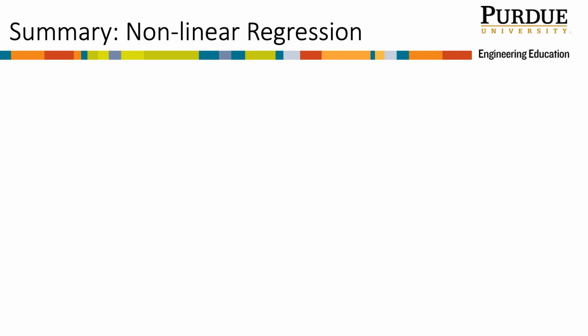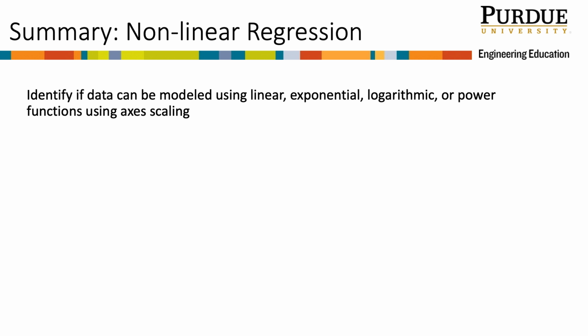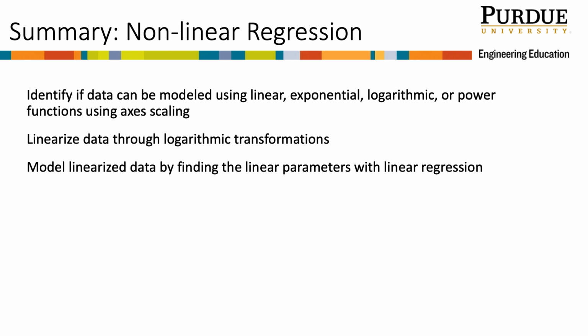In summary, this online module helped us learn to identify if data can be modeled using linear, exponential, logarithmic, or power functions using axis scaling. These are types of functions that will appear linear if we change the scale of one or both axes to logarithmic scales. We also learned to linearize data through logarithmic transformations. We do this to transform the data to a new set of data that are really linear so that we can model linearized data by finding the linear parameters using linear regression.